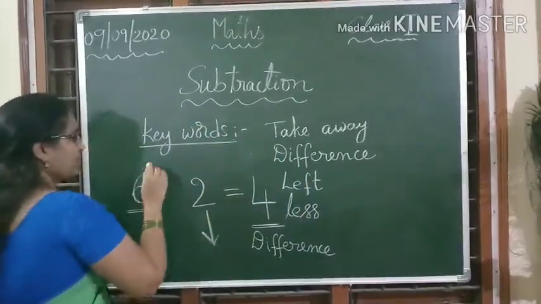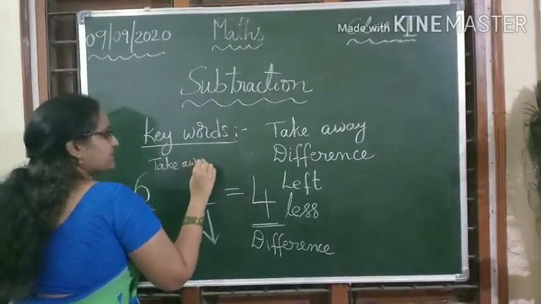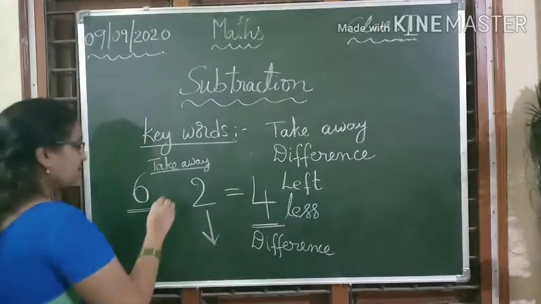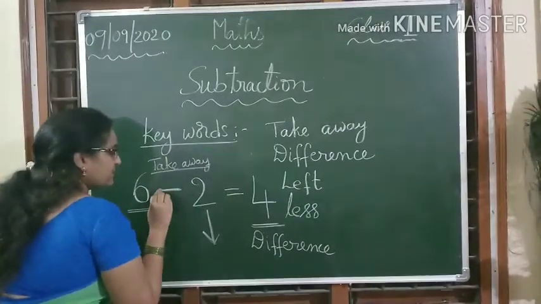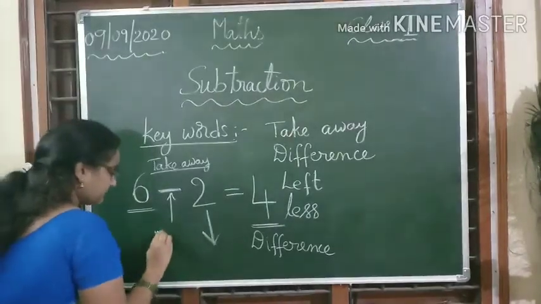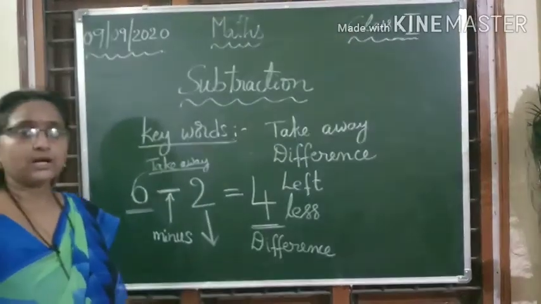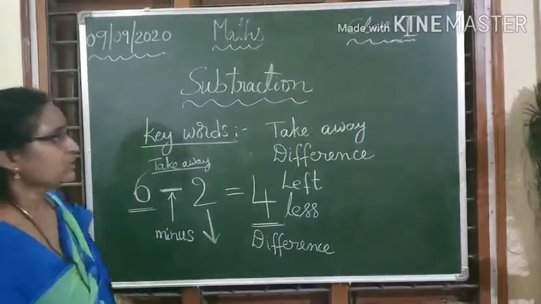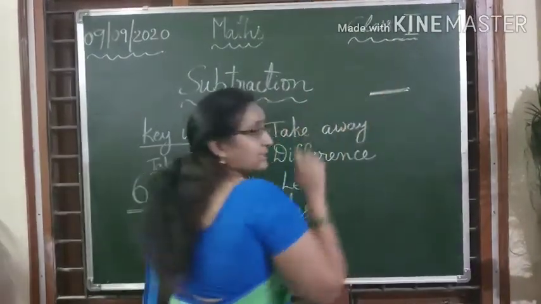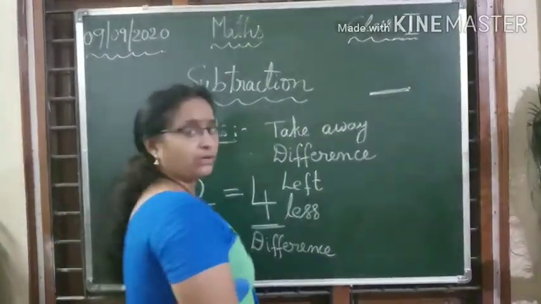Now, take away. We are taking away. This take away is called subtraction, we are saying. So then, what is the symbol for subtraction? This is the symbol for subtraction. This is called minus. So, minus, how will we write it? A sleeping line. You learned it already in UKG, no? That is the sleeping line. Okay?